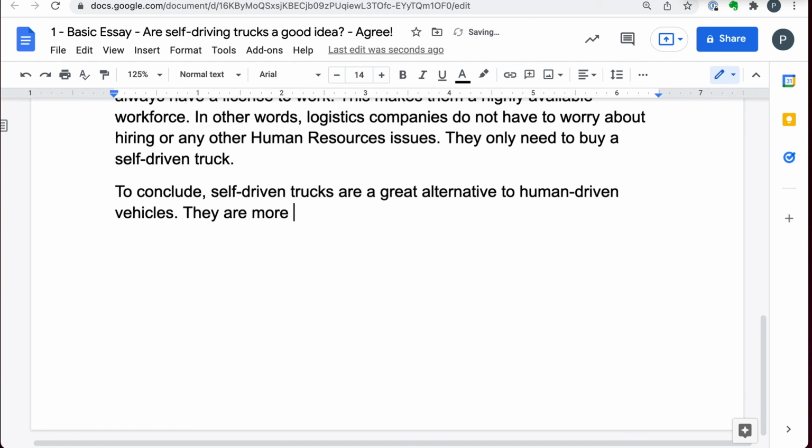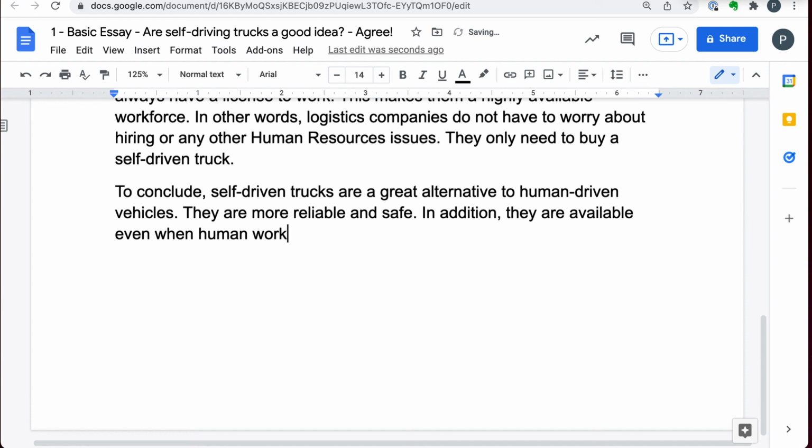They are more reliable and safe. In addition, they are available even when the human workforce is not. That's it. There we go.